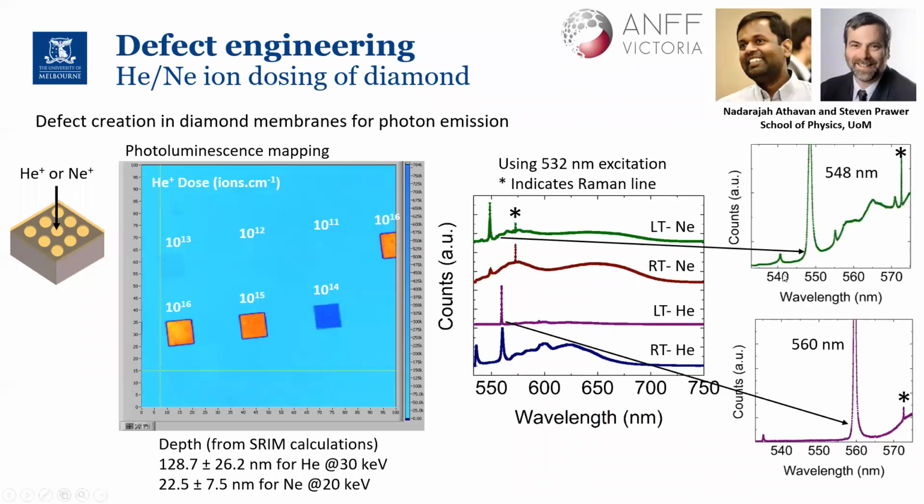And depending on whether or not we use the helium or the neon beam, we can actually create emissions of different wavelengths from this diamond. So the helium beam creates an emission of about 560 nanometers with a 532 excitation. And the neon is creating a slightly shorter wavelength of 548. And we believe this is due to the sizes of the defects within the diamond. The ultimate goal here is to be able to create single photon emitters from very, very small areas on a diamond substrate.